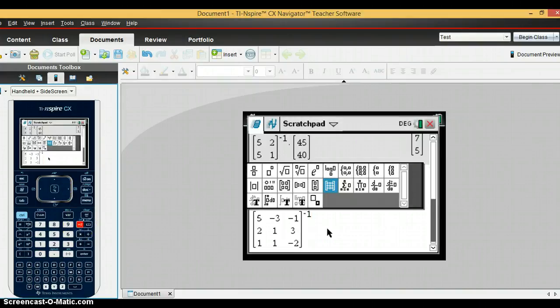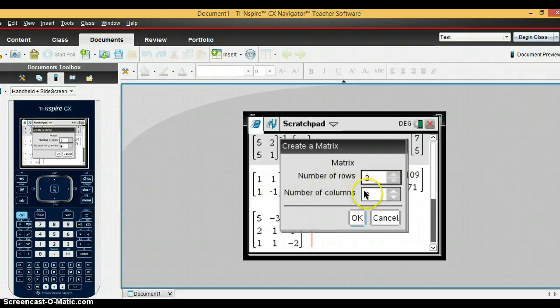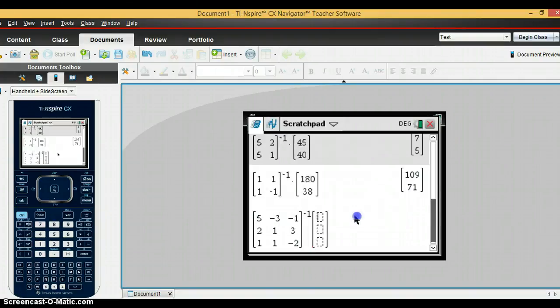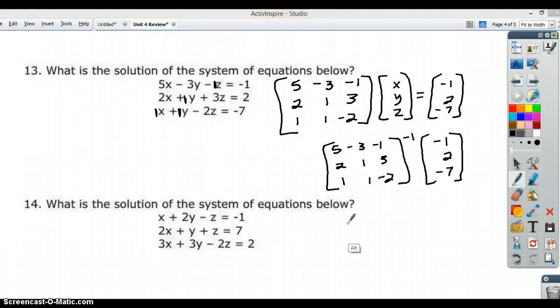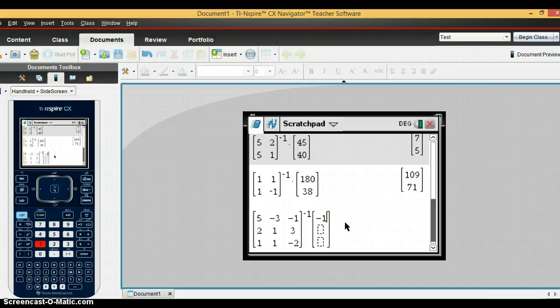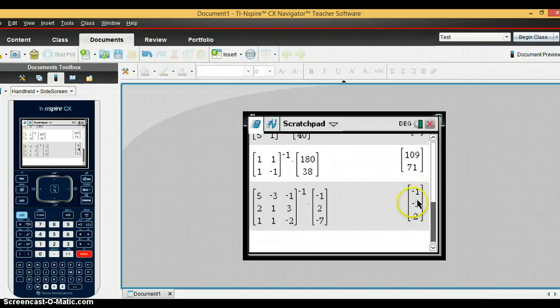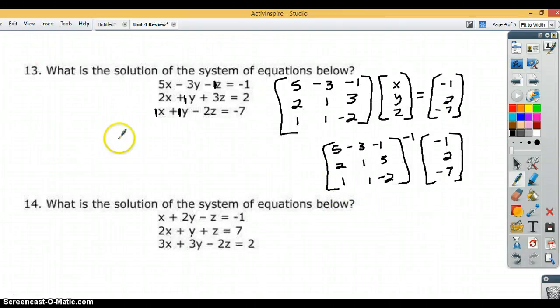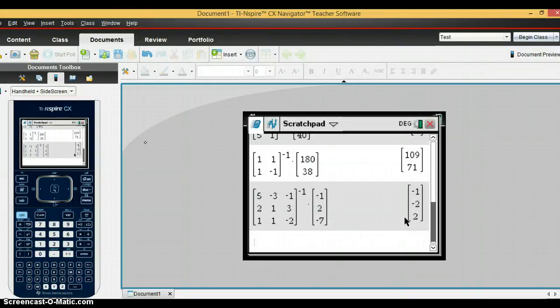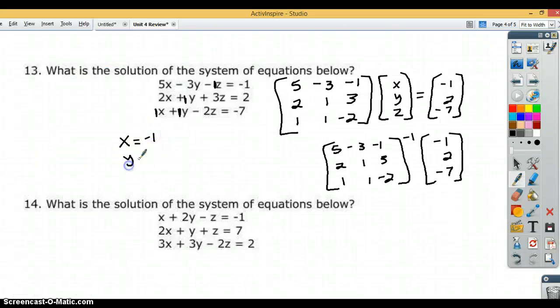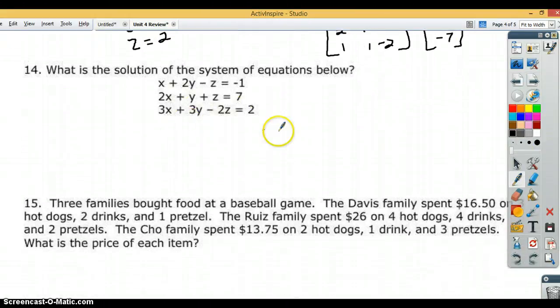And then when we come back here, we want 3 rows, but we want 1 column. So it looks like that. So that's going to be negative 1, 2, negative 7. And when we do that, we get negative 1, negative 2, and 2. So x is equal to negative 1, y is equal to negative 2, and z is equal to positive 2. Alright, you'll do that same thing for this one.